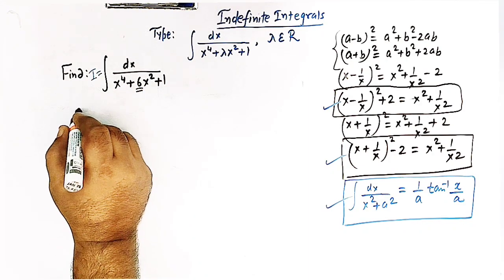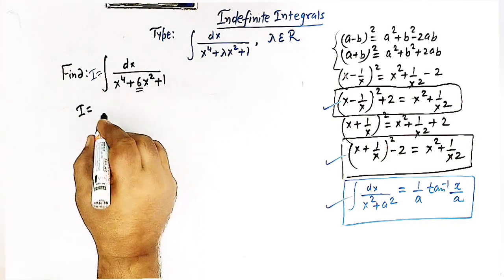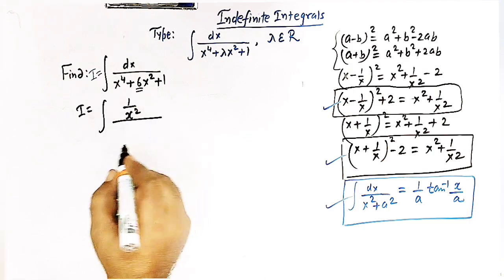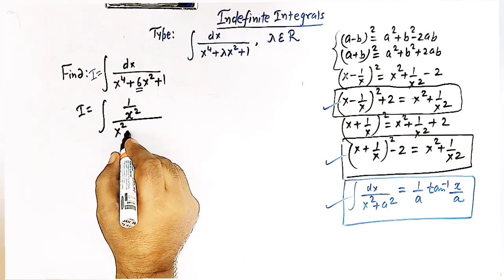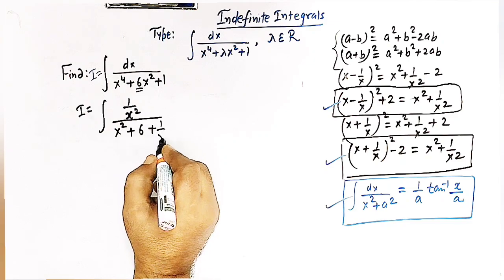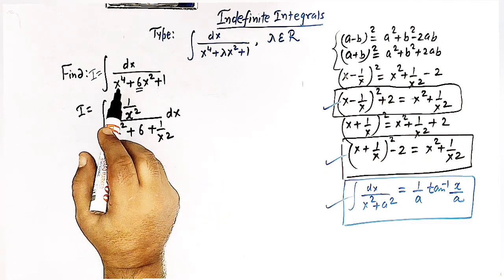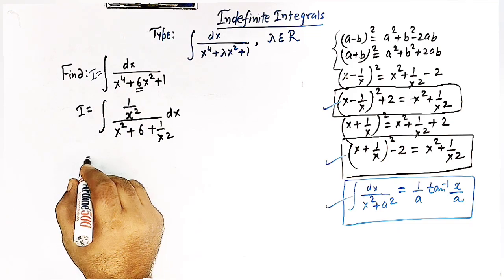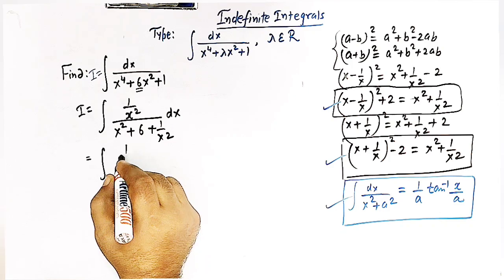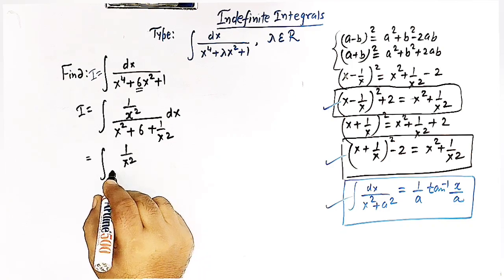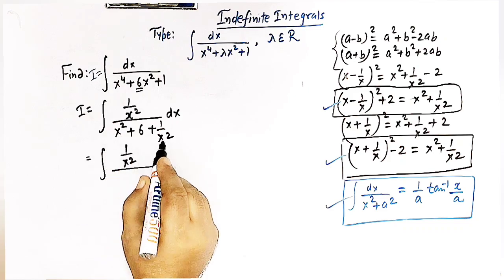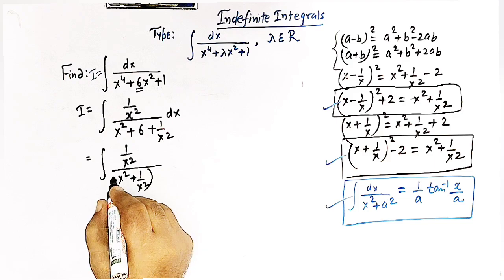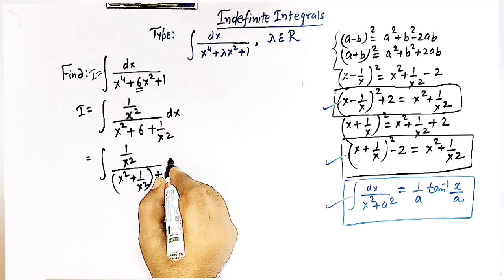So now let us divide the numerator and denominator by x square. So now this integral becomes 1 over x square, and here we have x square plus 6, and here we have 1 over x square, right? So what we have done here, we have divided the numerator and denominator by x square. So now we can write 1 over x square, and here we can combine these two terms together. So we have x square plus 1 over x square, and here we have plus 6, right?